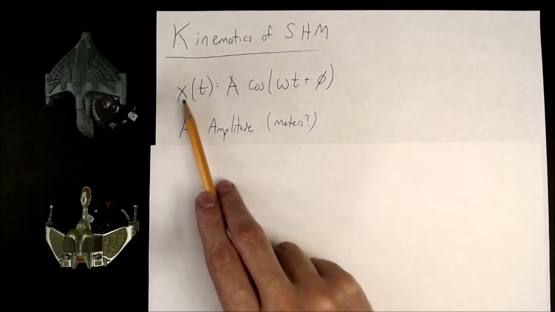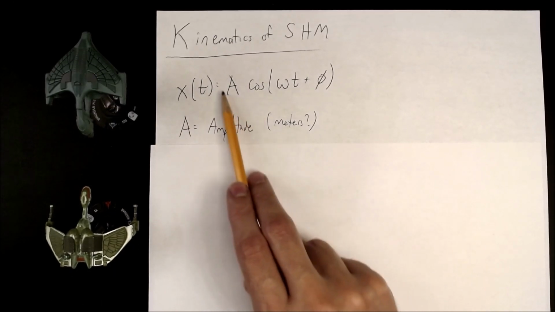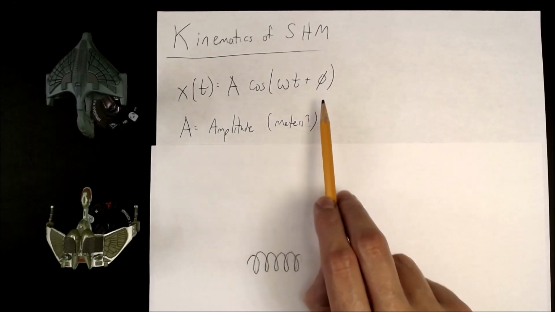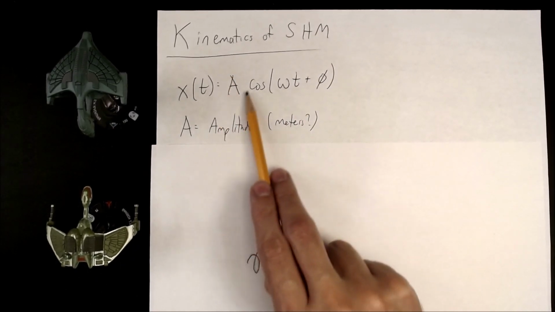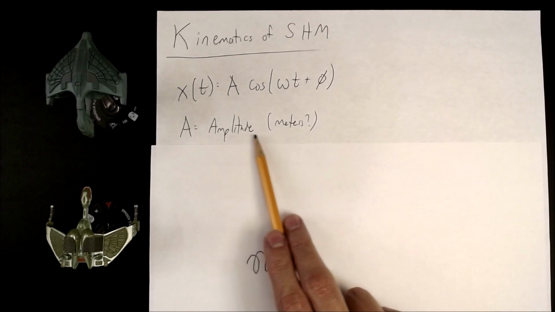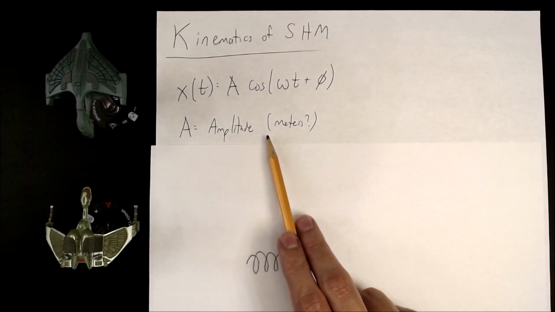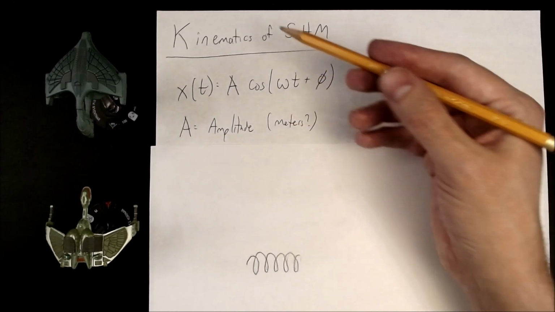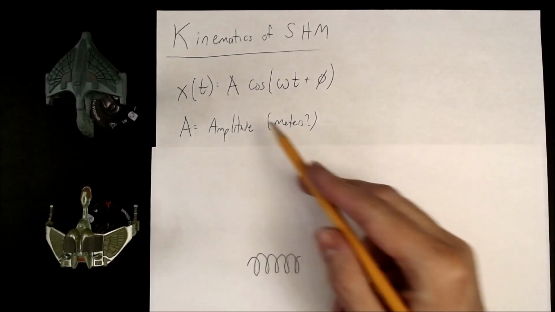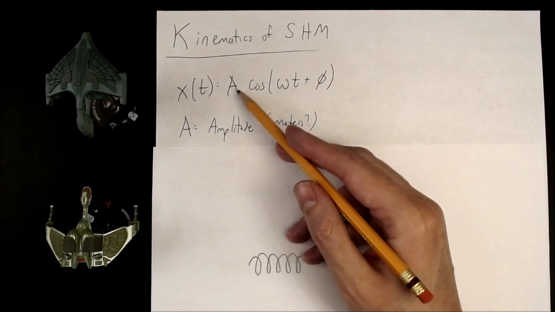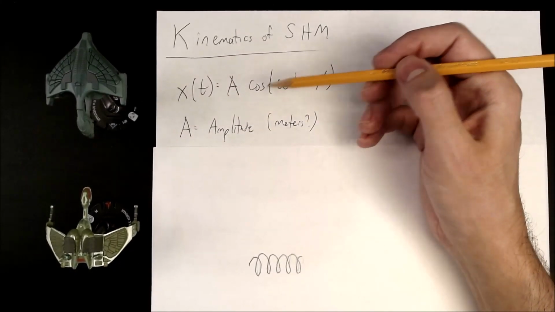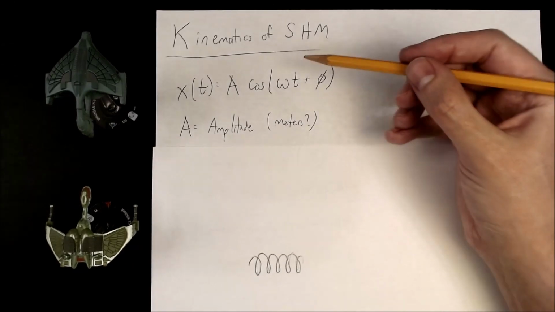So if you see an equation that has some number times a cosine times stuff, and we'll talk about that stuff, the number in front of the cosine is going to be the amplitude of your oscillation. You need to learn to interpret equations like that. If you just see some equation with some numbers in there, then you need to be able to interpret what those numbers mean. And in this case, the thing in front of the cosine is the amplitude of the oscillation.